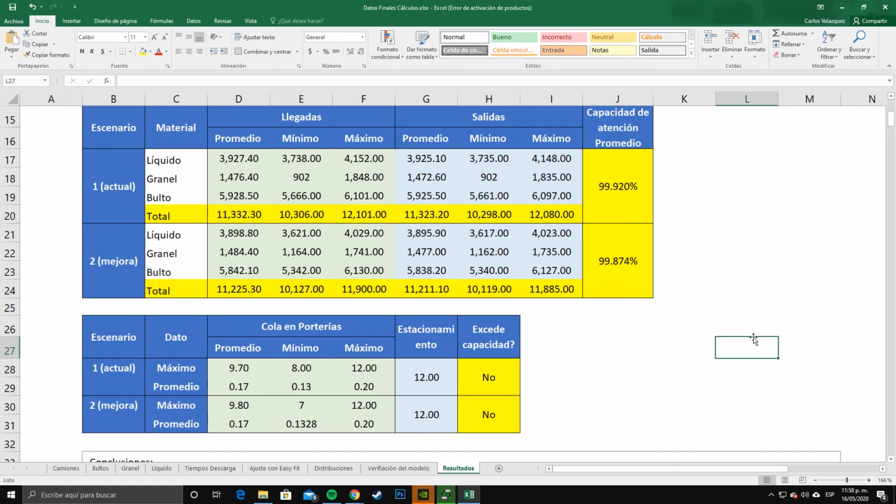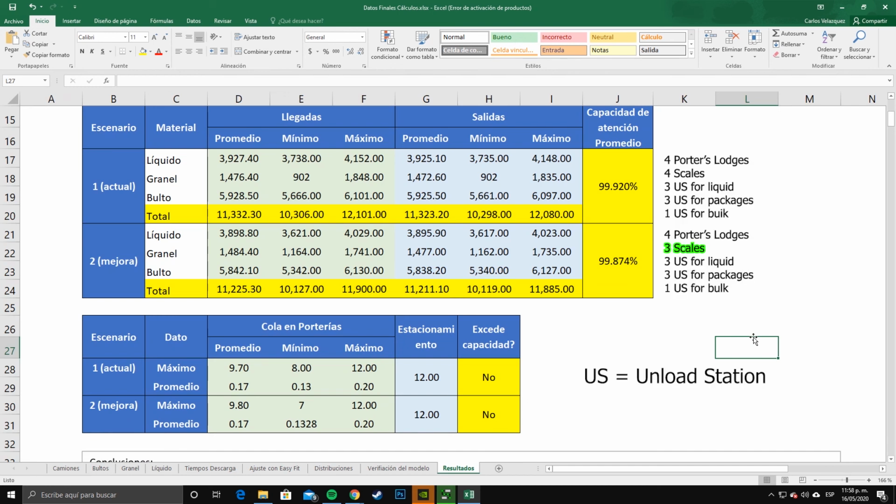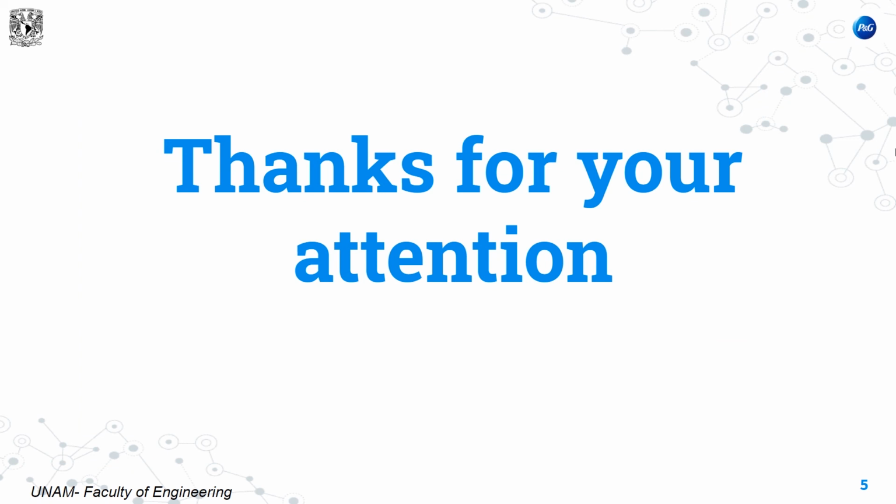Once we ran our experiments and analyzed the results obtained, we agreed that scenario 2 was the best scenario, and it was an upgrade from scenario 1, which is the current system. The reason being is that in scenario 2 we keep virtually the same capacity as the current system. However, we do this with one scale less, which represents lower operation costs. Therefore, the simulation model was satisfactory.